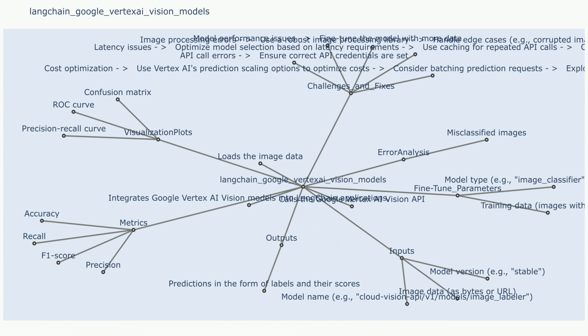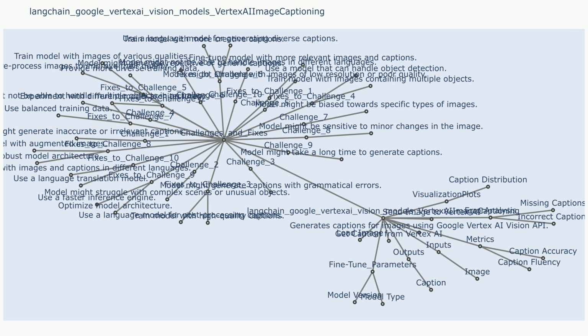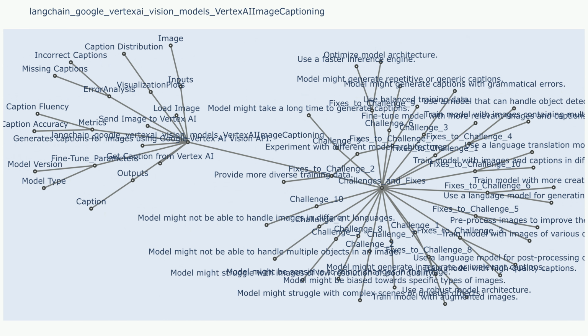Langchain Google Vertex Vision Models: Vertex Image Captioning. Description. This Langchain integration leverages Google Vertex's image captioning API to generate textual descriptions for input images. Inputs. Image. A single image or a batch of images in a supported format, e.g., JPEG, PNG. Outputs. Caption. The generated textual description for the input image.